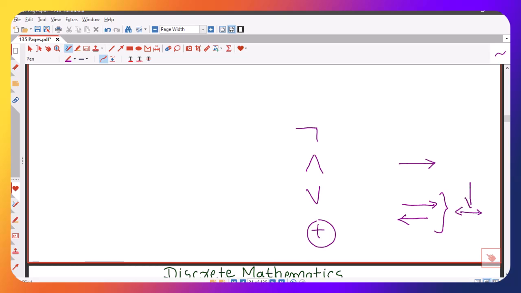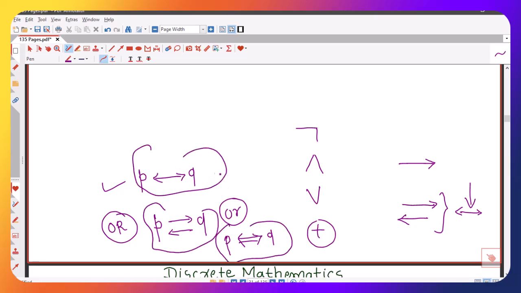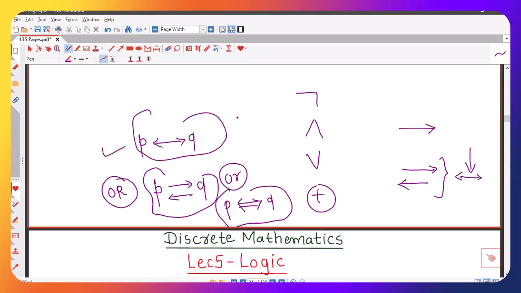We can use different notations for biconditional also. Here we can write P if and only if Q in this way, or some authors use this type of arrows on both sides, and some authors use this double implication also. So all these are nothing but biconditional statements, and these are the different notations.